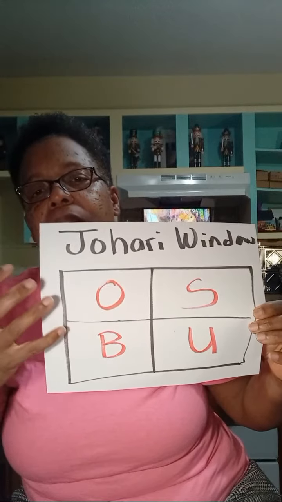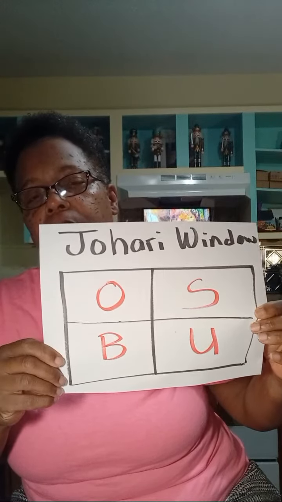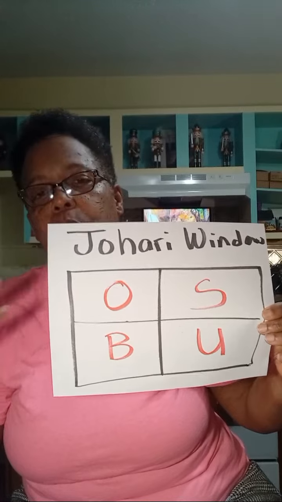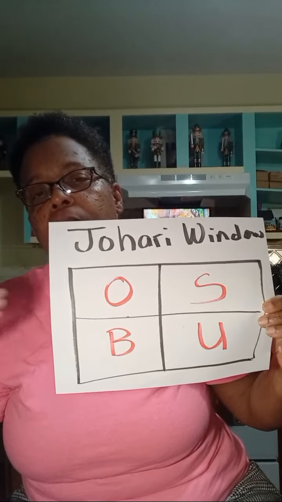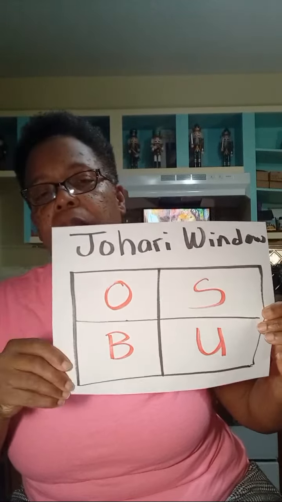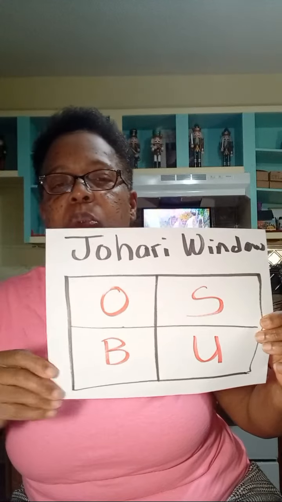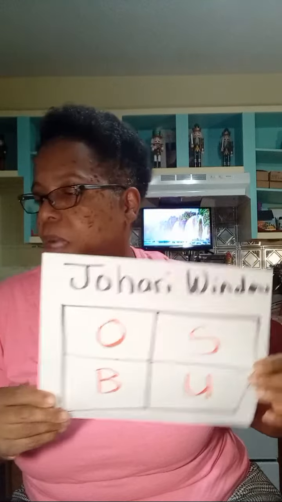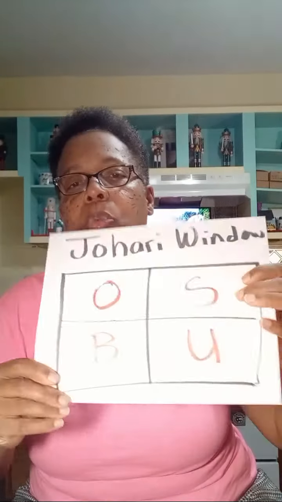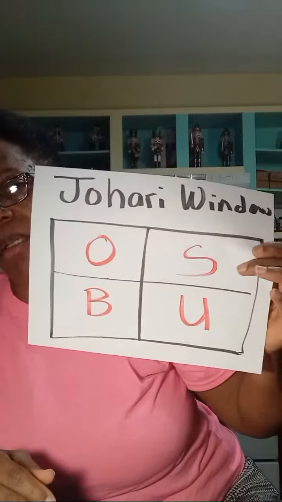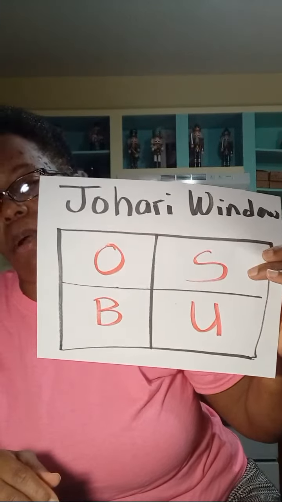If you look at this window, there are 4 panels to the window. There's the O, there's the B, there's the S, and there's the U. And I'm noticing some folks have chimed in on this live stream. I appreciate that. So what is this Johari Window about?